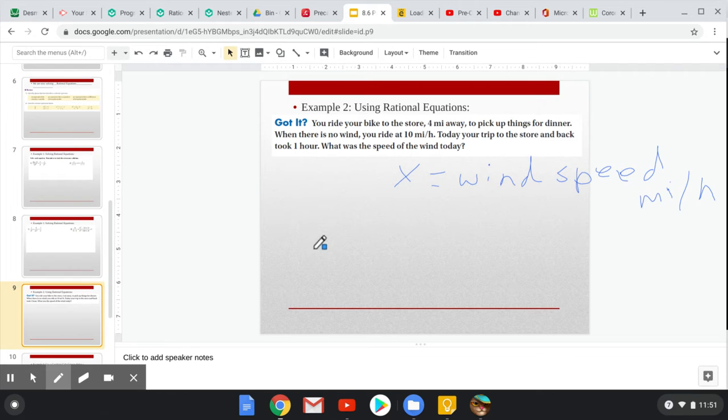And then we're going to use our speed equals distance over time equation. Speed always equals distance over time, whether it's miles per hour, feet per second, whatever it is. But I want to use it solved for time. So I'm going to multiply both sides by time.